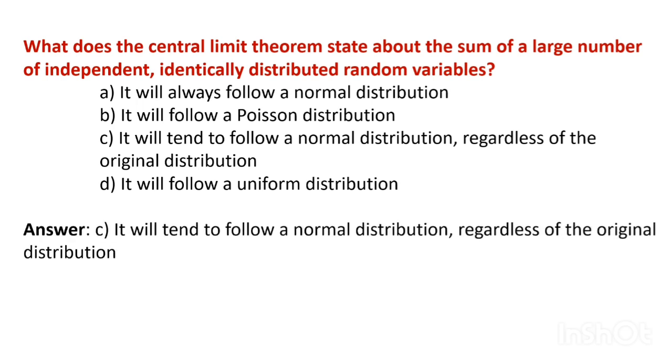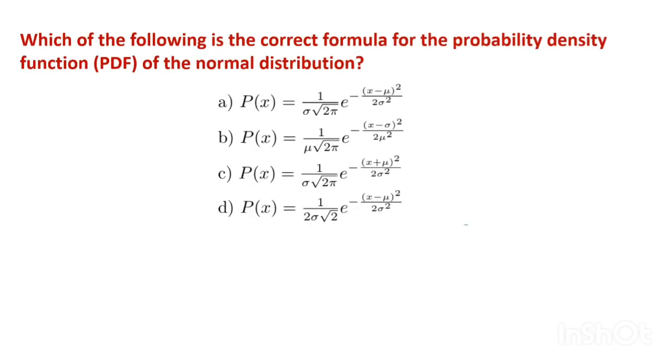So, here the central limit theorem states that as sample size grows, the sum of a large number of independent random variables will tend to follow a normal distribution. Correct answer is C. Which of the following is the correct formula for the probability density function of a normal distribution? So, answer A is the correct one.